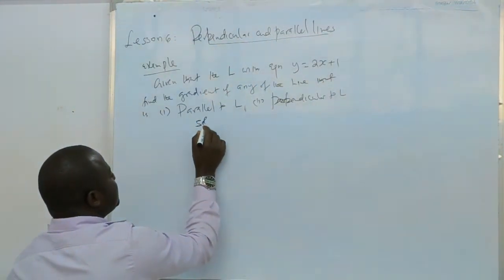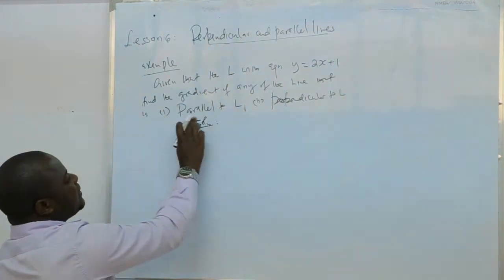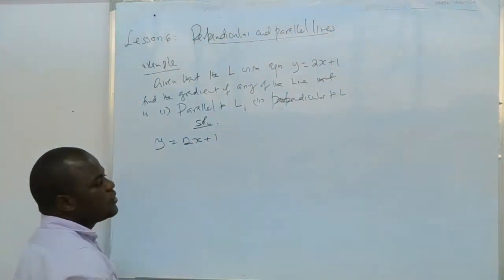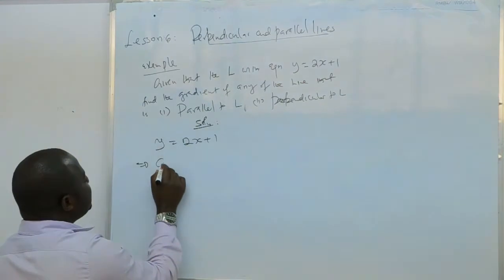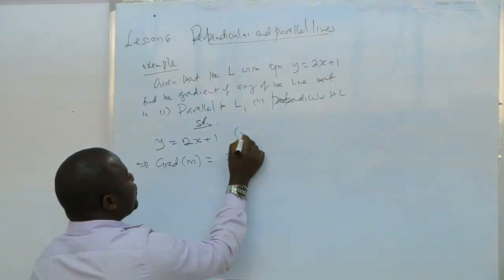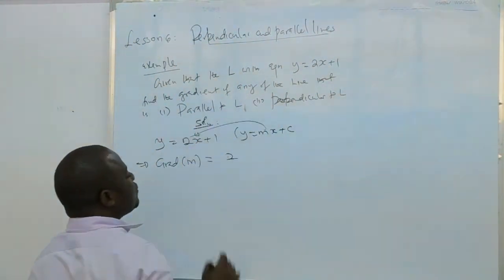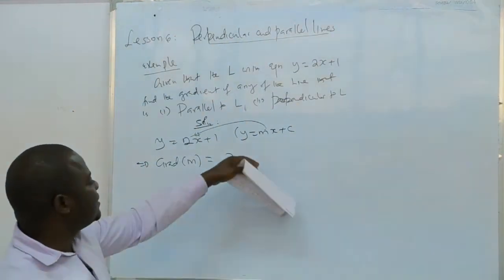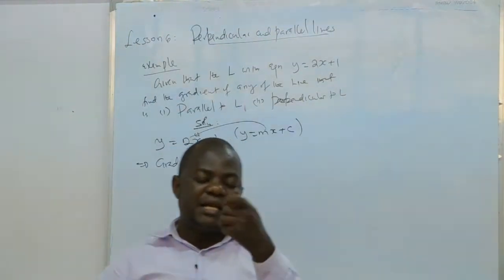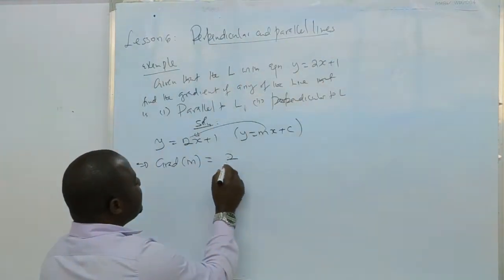Solution. We first ask ourselves, what is the equation of this line? We want to find the gradient. So y is equal to 2x plus 1. It implies that the gradient of the line, which is m, is equal to 2. Why? We compare with mx plus c. The coefficient of x is always the gradient, if you recall from our lesson. That's why I said you should have watched the lessons we have discussed under this. So the gradient is 2.